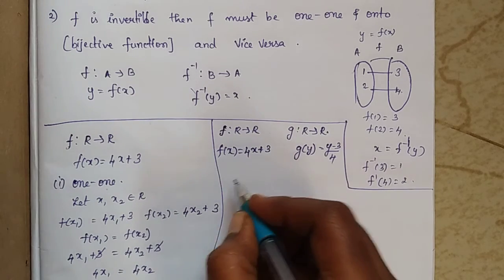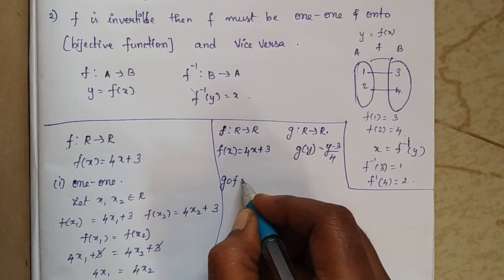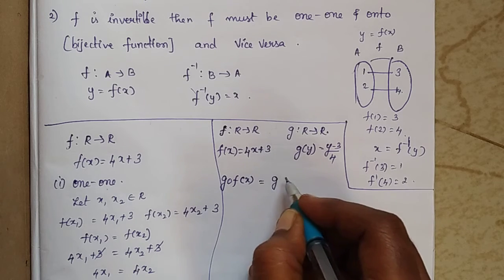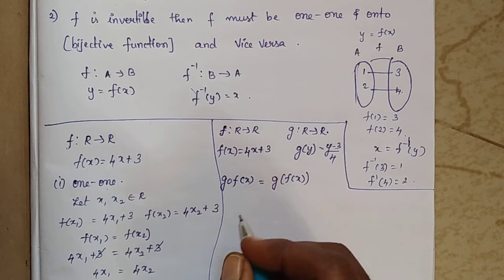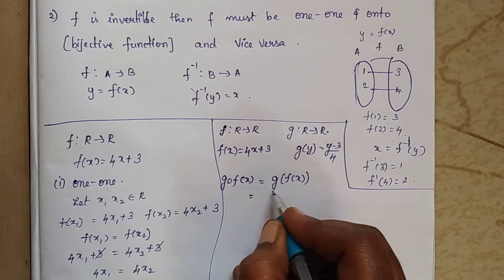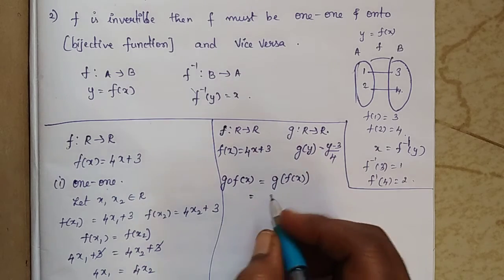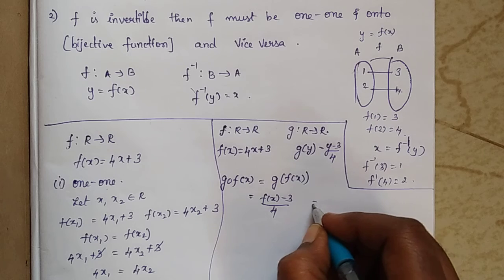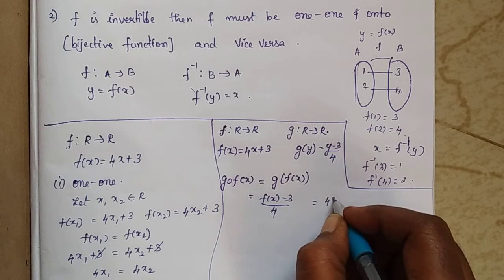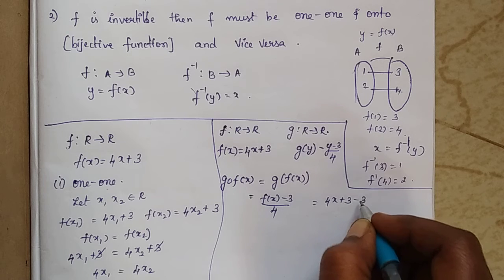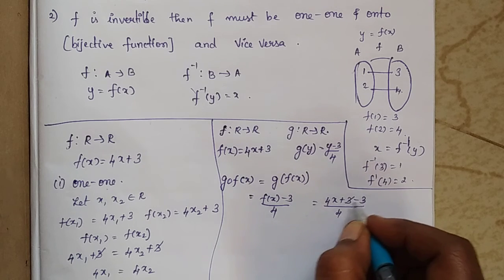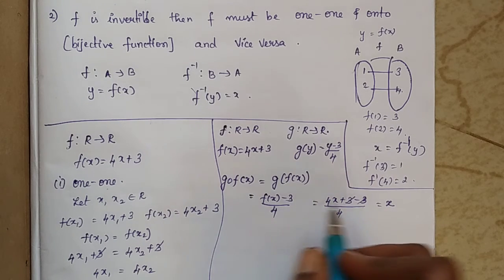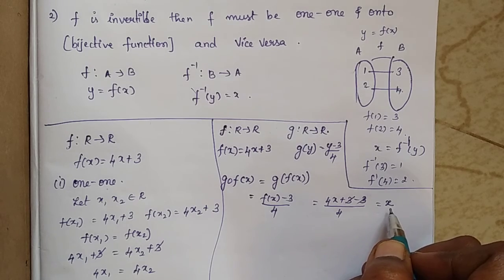Now go for finding g of f of x. This is equal to g of f of x. Now in the place of y I want to put my f of x, that is (f of x minus 3) by 4. Now what is my f of x? It is (4x plus 3 minus 3) divided by 4. Now these two will get cancelled, and the answer is equal to x. See here, if I put the input as x, I have to get the answer as x only.